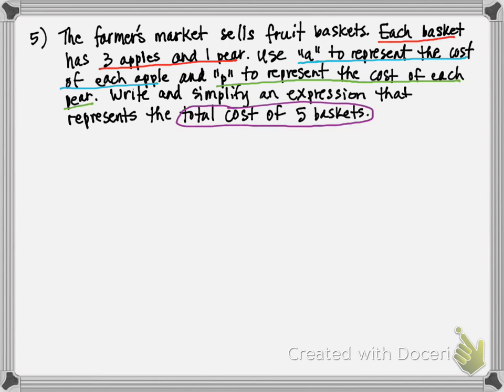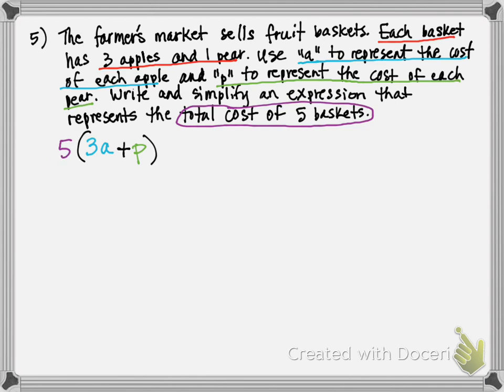So it says that there's going to be 3 apples, and we're going to use A to represent the cost of 1 apple. And then there's also 1 pear, and so we're going to have P as the cost of 1 pear. Now what we want to do is figure out how much it's going to cost for 5 baskets. So that's going to be our expression.